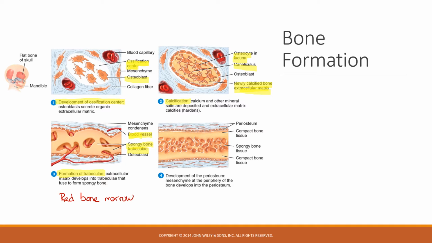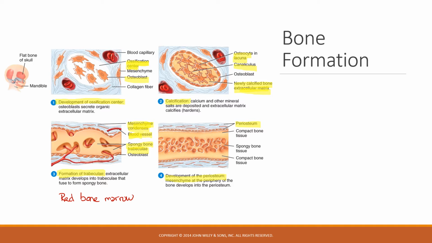Then the fourth step is going to be development of the periosteum. This happens at the same time as the formation of trabeculae. The mesenchyme condenses at the peripheries of the bone, and it develops into the periosteum. Here, in step 3, you can already see this mesenchyme condensing on the periphery of the bones, which develops into the periosteum in step 4.